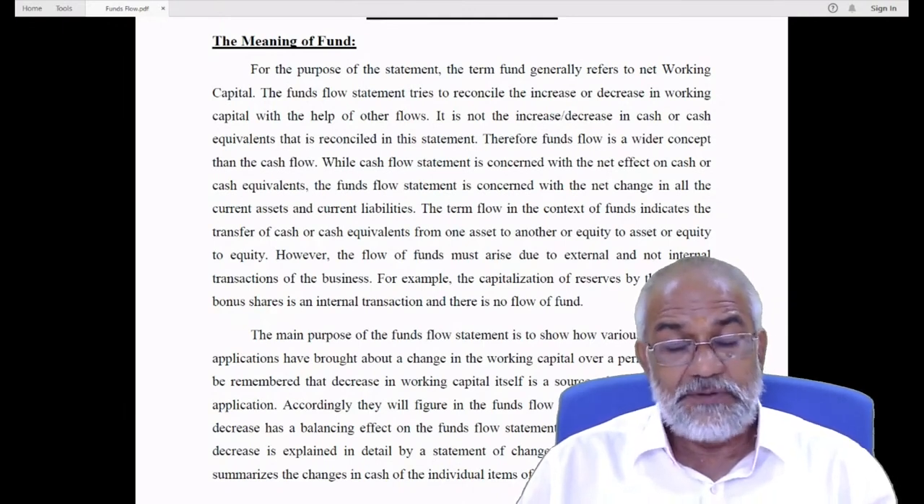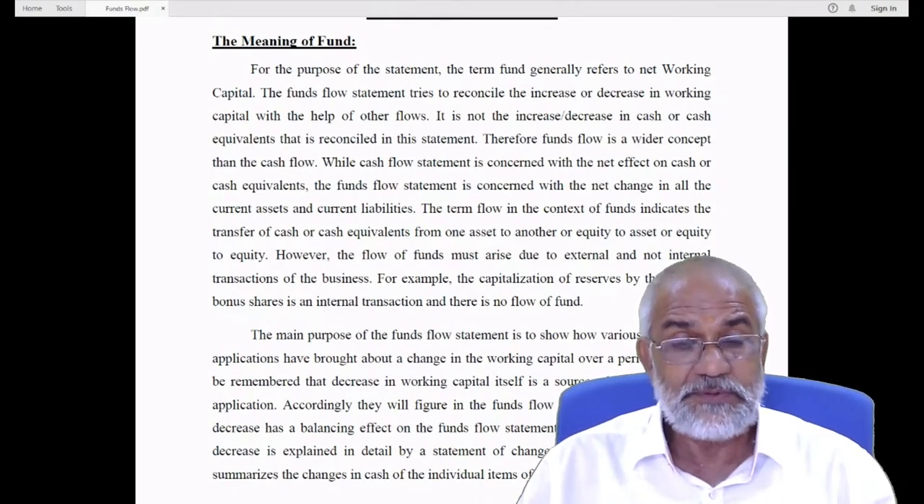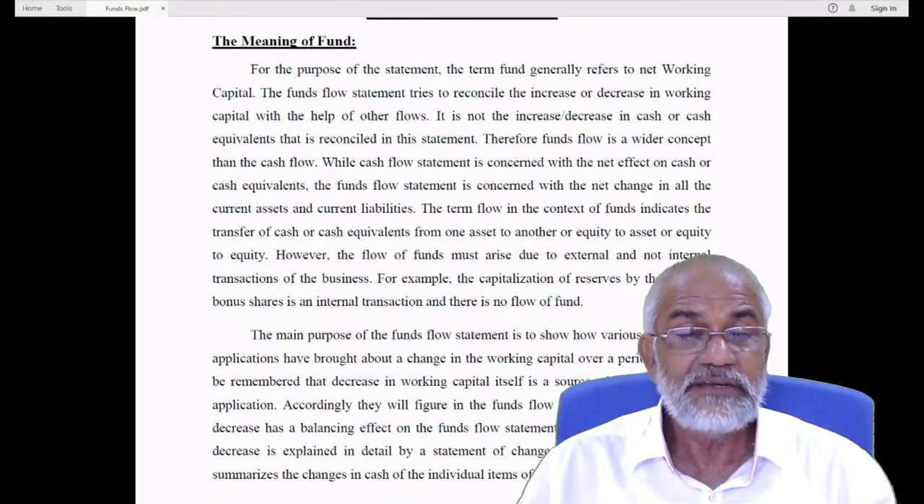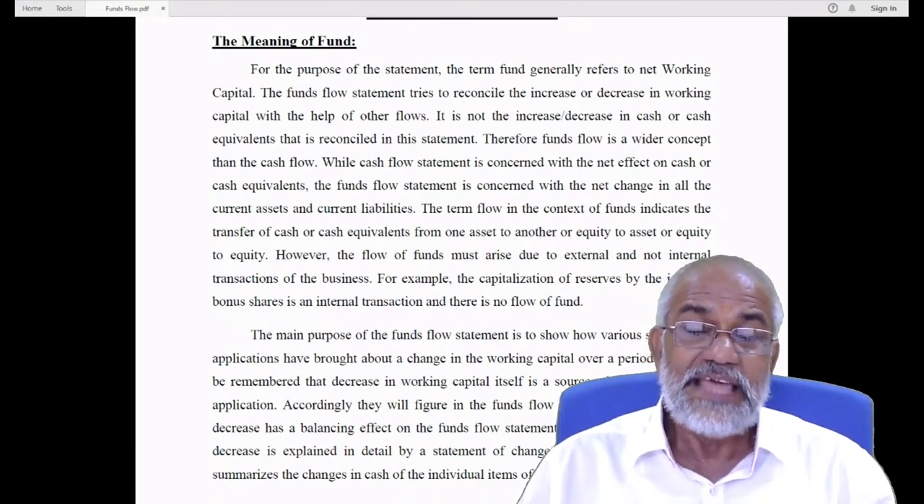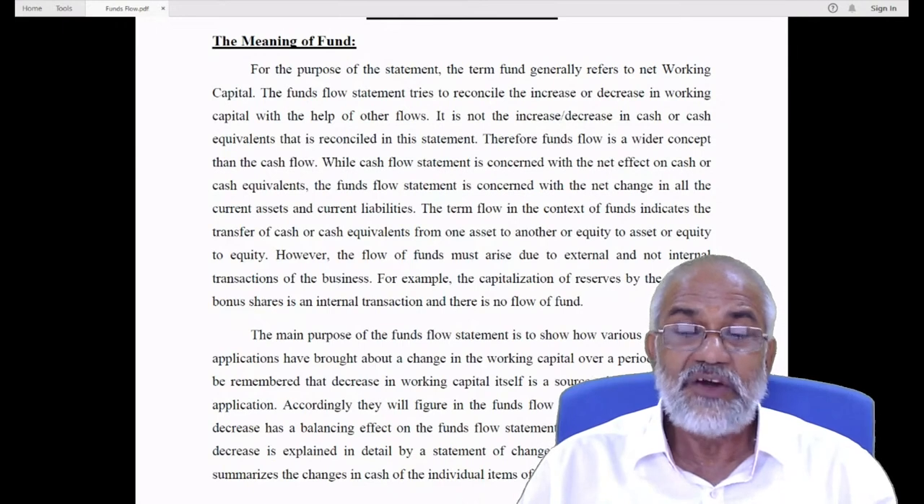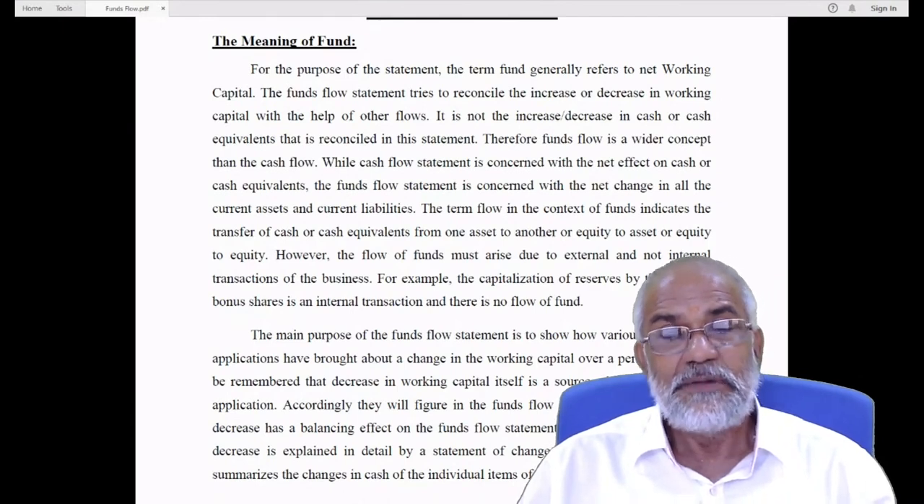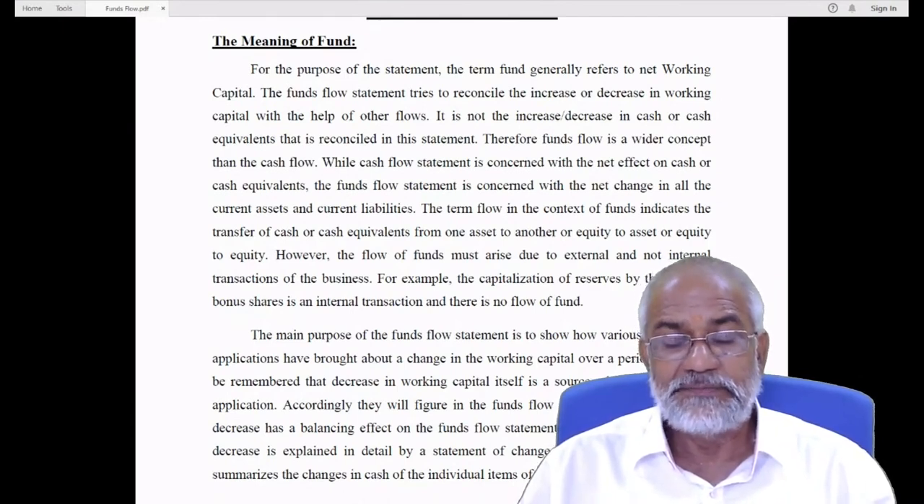The different sources from which the funds are coming into the organization, or the different sources from which the funds have been generated by the organization during a particular period, and in what way that fund gets utilized on different aspects during that particular period. That can be ascertained by preparing the funds flow statement.